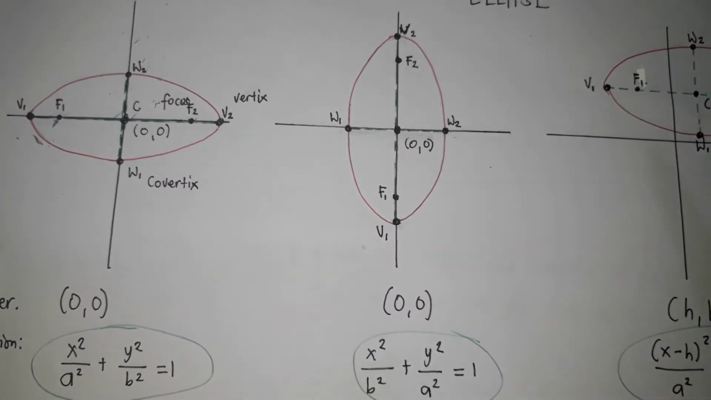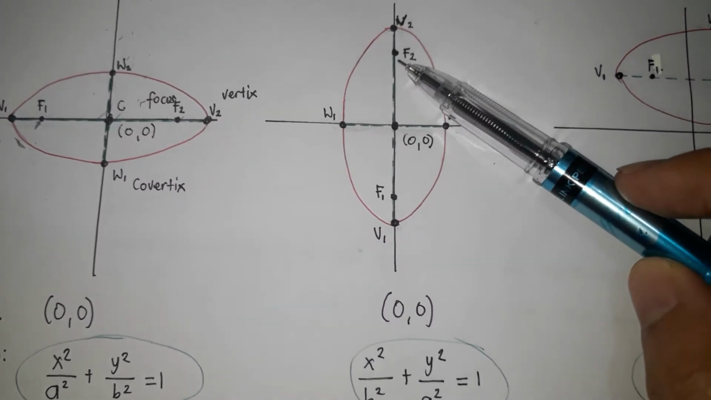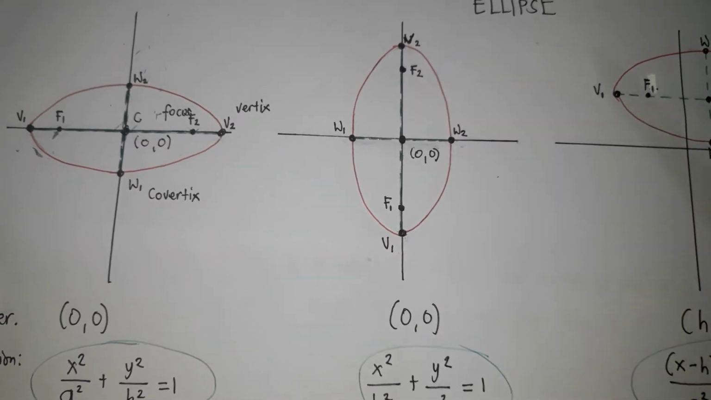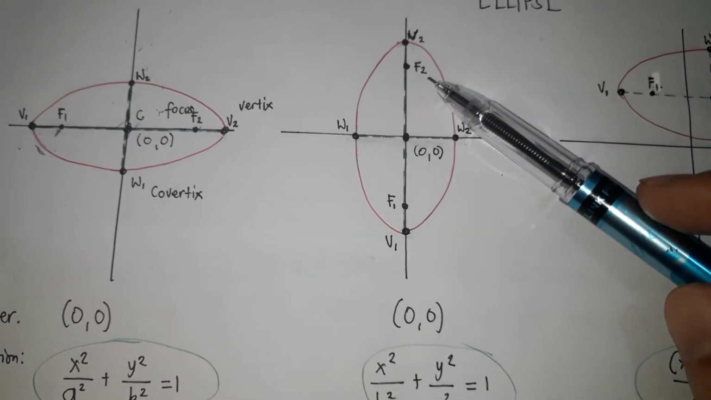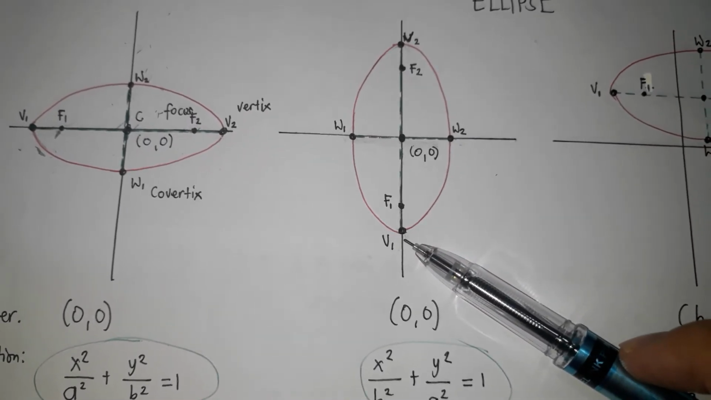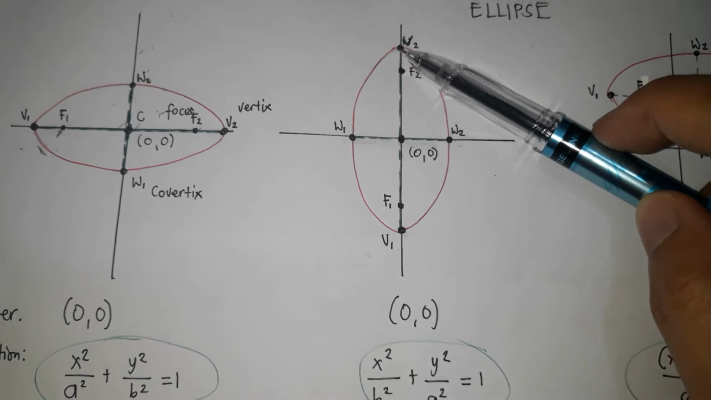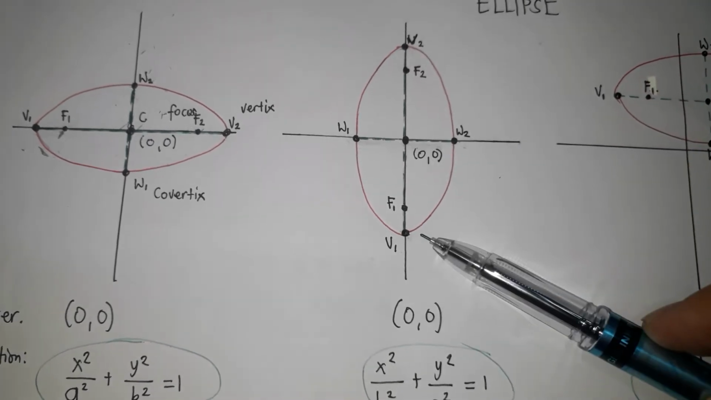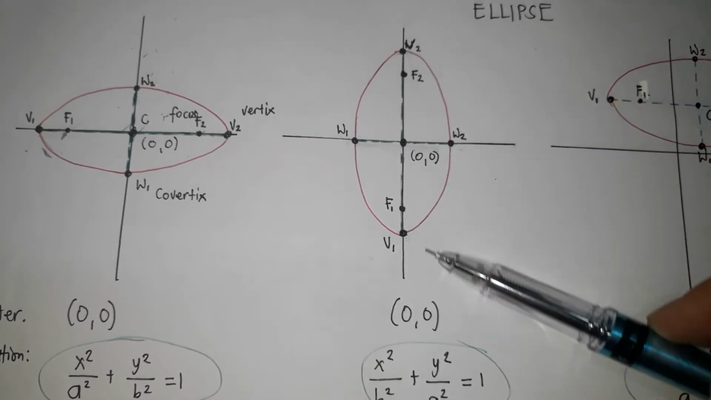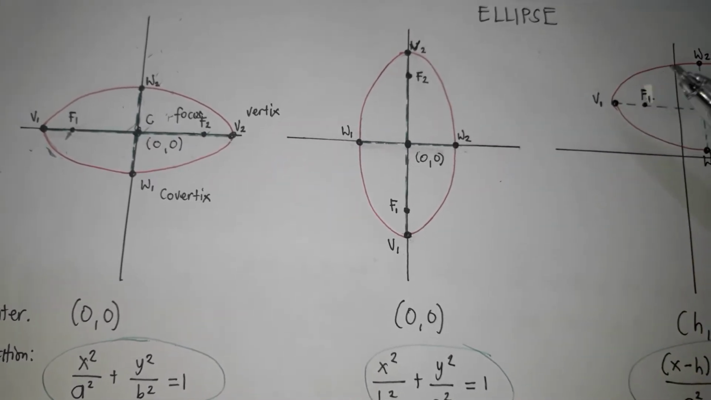The other parts that we need to identify is the focus. If there are two of them, it's called foci. So focus 2 and focus 1. This one is the vertex 2 and this is the vertex 1. If there are two vertex, it's called vertices kung marami.